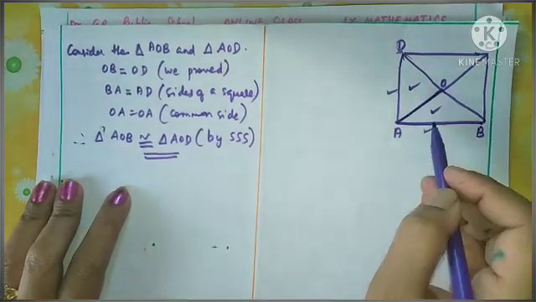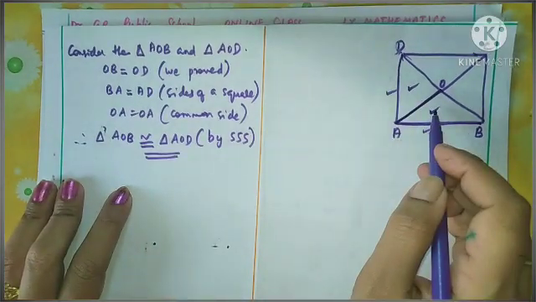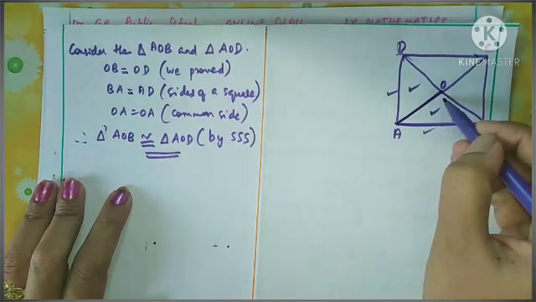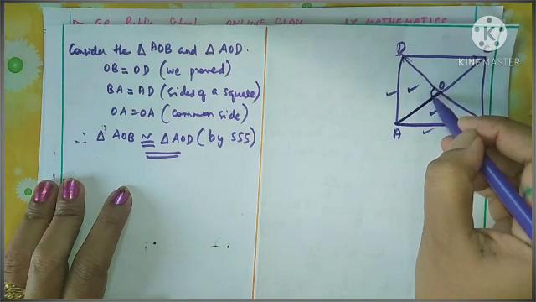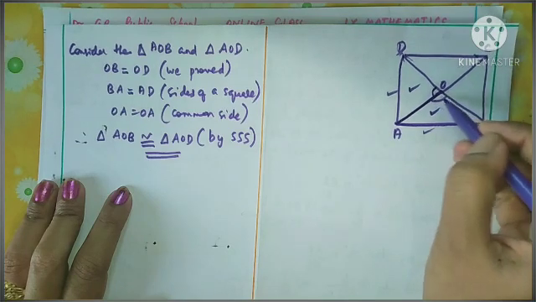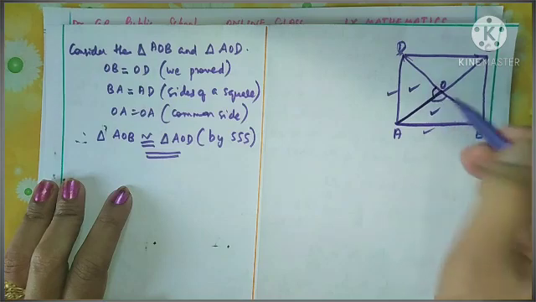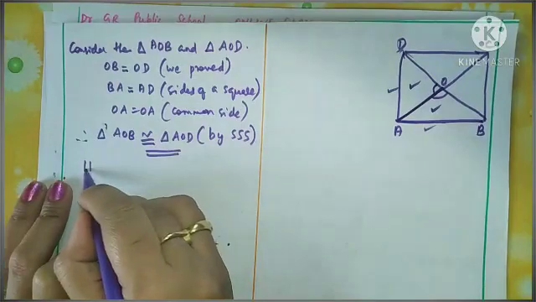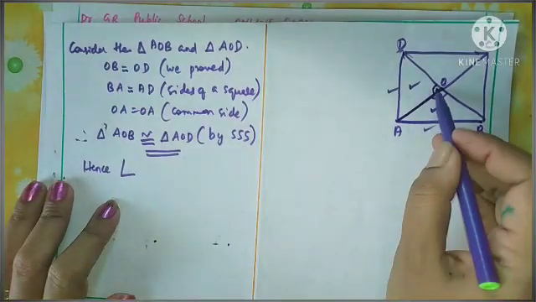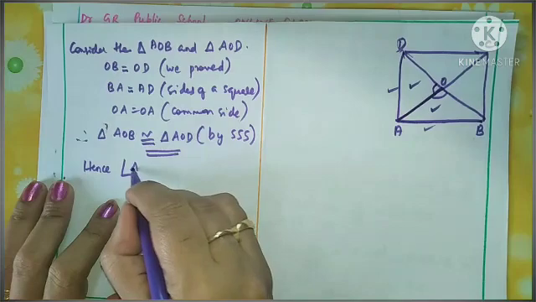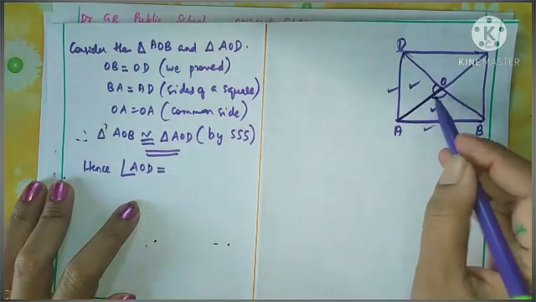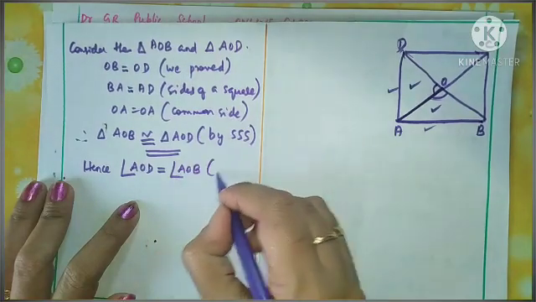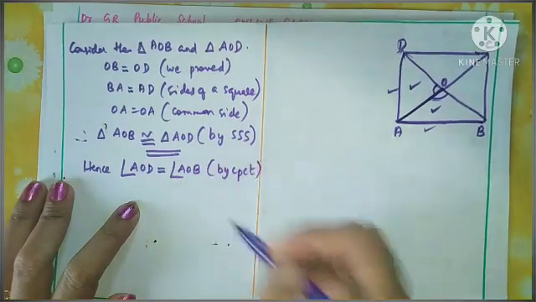Understand? Now when these two triangles are congruent, what can you say? By CPCT. By CPCT we require these two angles. So this angle and this angle are corresponding parts. They are equal. Understand? From these two triangles they are corresponding parts. Hence, what is the name of this angle? AOD. AOD is equal to, what is the name of this angle? AOB. They are equal by CPCT.